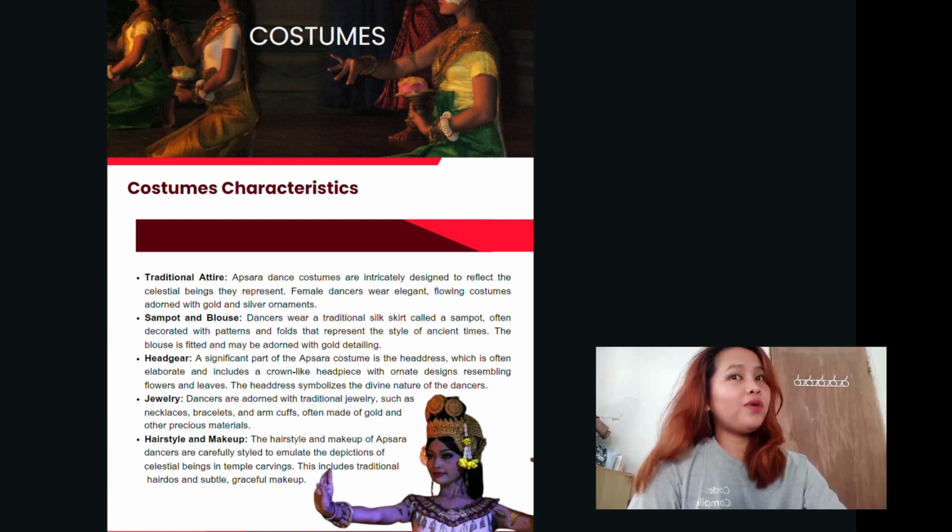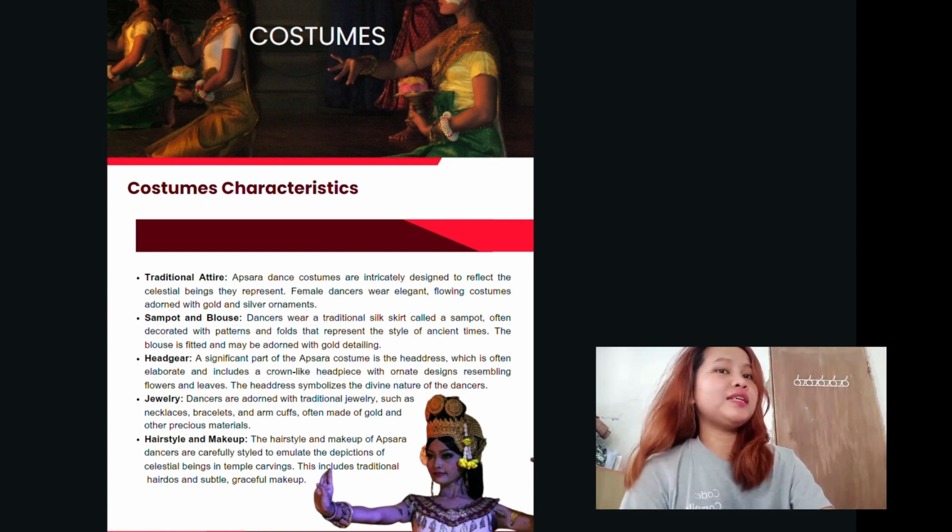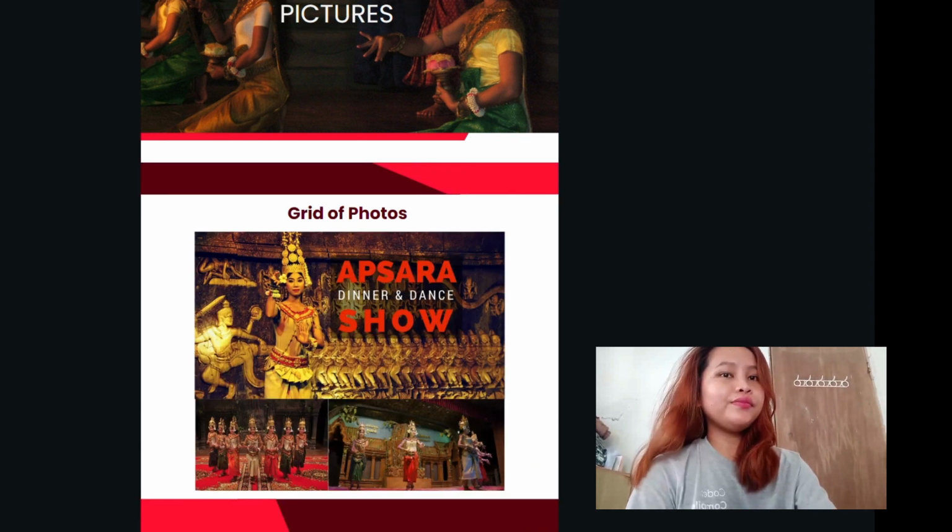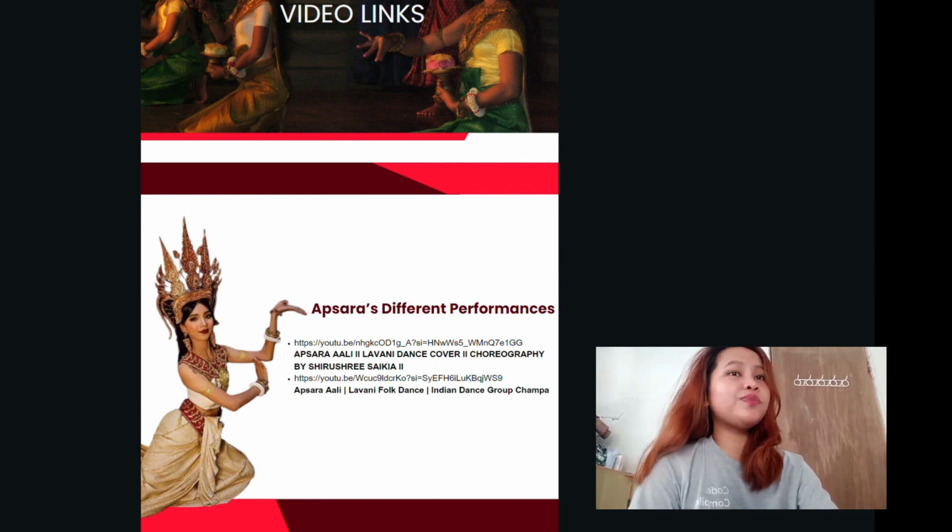Of course, they also wear jewelry. Dancers are adorned with traditional jewelry such as necklaces, bracelets, and arm cuffs, often made of gold and other precious materials. Then they have the hairstyle and makeup. The hairstyle and makeup of Apsara dancers are carefully styled to emulate depictions of celestial beings in temple carvings. These include traditional hairdos and subtle, graceful makeup. Now let me show you some pictures of the Apsara dancers and the dance itself. Now let me show you the Apsara's different dance performances.